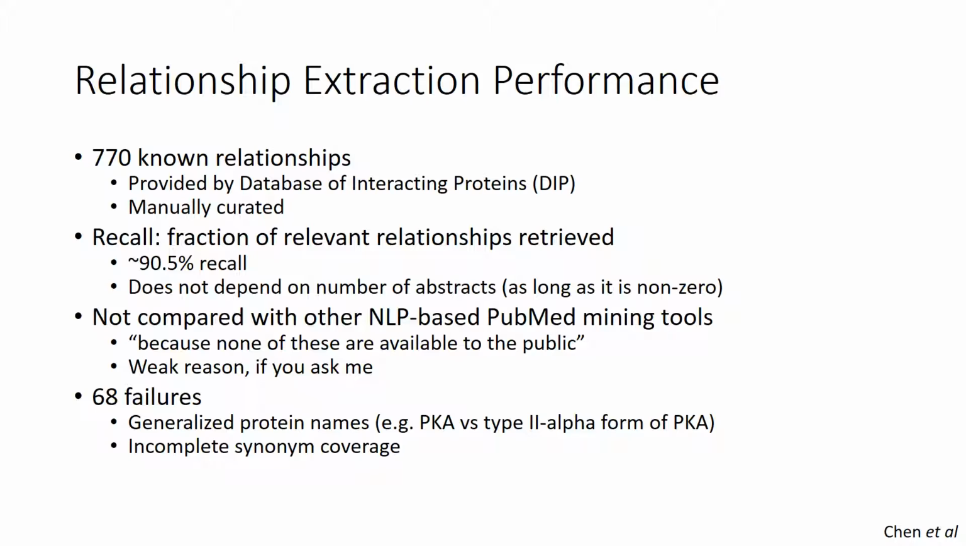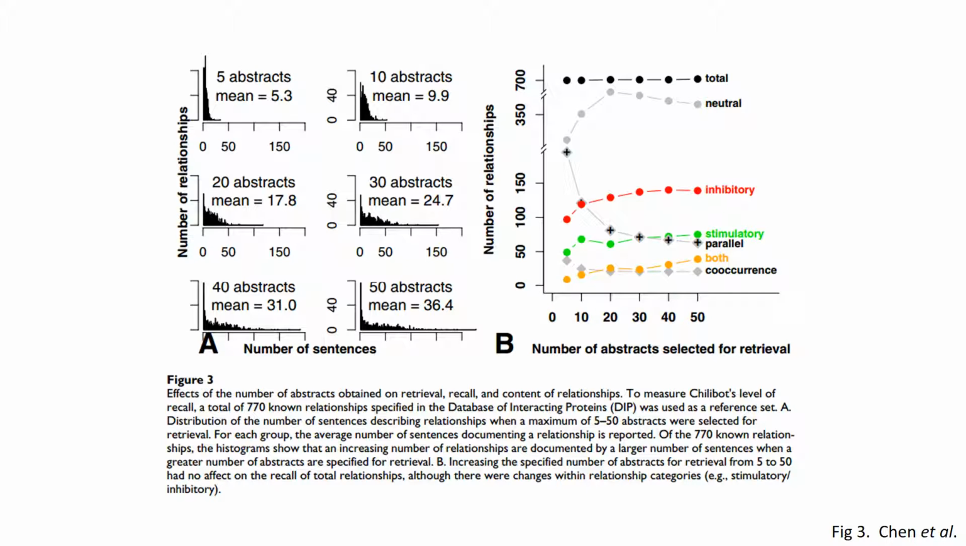Now, there were 68 failures that happened with this process, and the main reason is that the general protein names, like PKA, do not provide enough information. There are different kinds of PKA. For example, it's not specific enough, seems to be one issue. So that may be a problem with the abstract itself or the system. We're not quite sure.